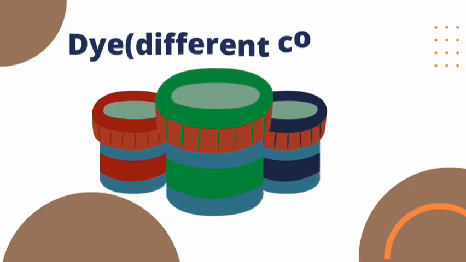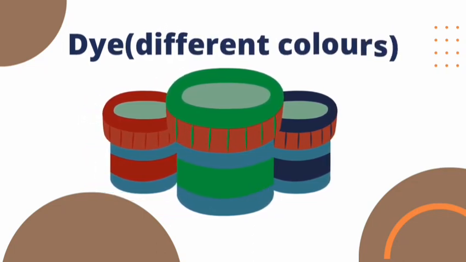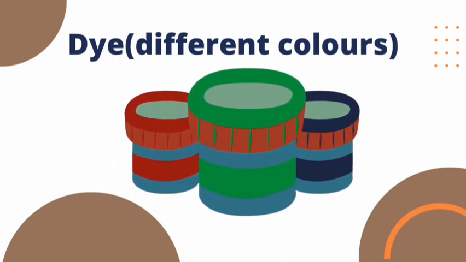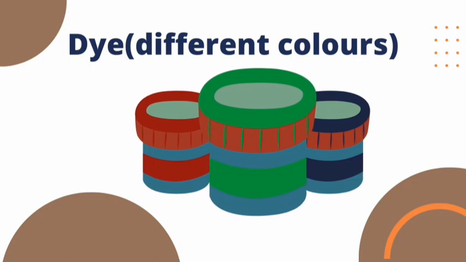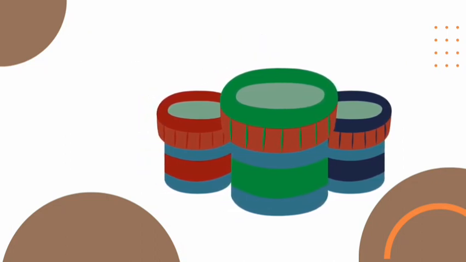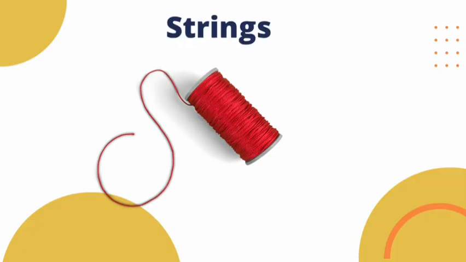Another material used in tie and dye is dye. Dye comes in different colors, so you can decide to use any type of color you want. We also use strings, otherwise known as rope. It is used to tie the fabric to prevent that area that is tied from absorbing dye.